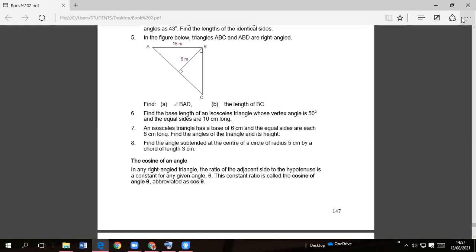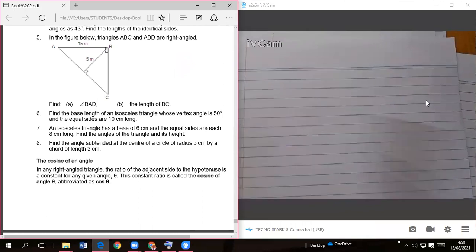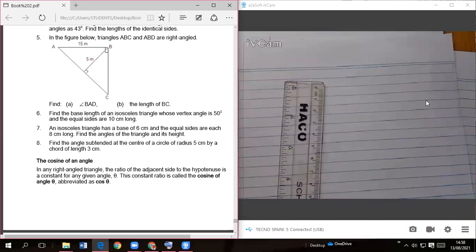Okay. Expect an exercise at the end. Okay, so number 7, they are saying that an isosceles triangle has a base of 6 and equal sides, and equal sides are each 8 centimeters long. Find the angles of the triangle and its height. Okay. Members, are we together?